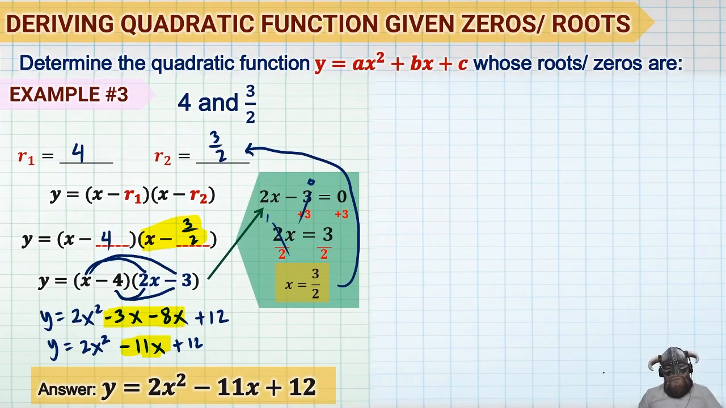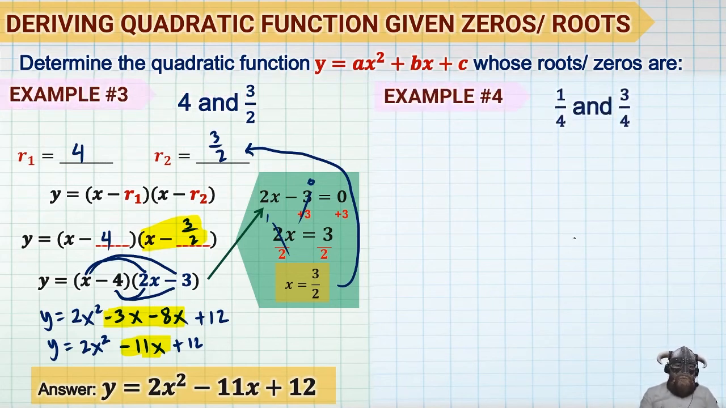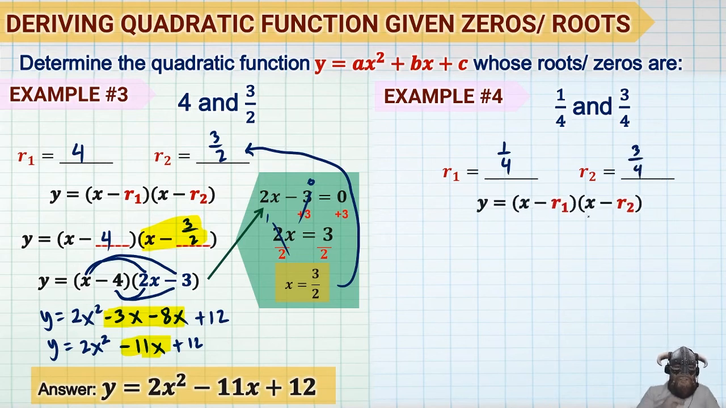Okay, let's continue with example number 4. So, we have the given 1/4 and 3/4. Yan, dalawa na silang roots na fraction. But we have to follow the same step. So, first, identify the roots. We have 1/4 and 3/4 or 3 over 4. Next, we just need to follow this one by replacing r sub 1 as 1/4 and r sub 2 as 3 over 4 or 3/4.